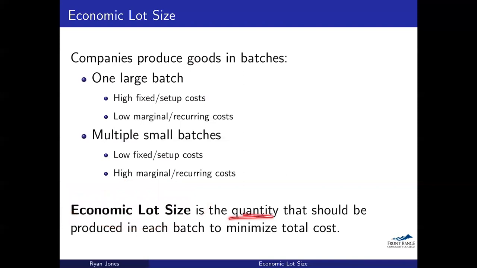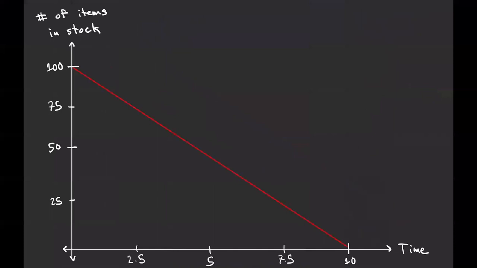It tells you how many to make and how many batches, how many times to do that in order to minimize your costs. And so really what this looks like here, and this doesn't have anything to do with cost, but just has to do with what this looks like from a production standpoint. So if we're looking at this from a production standpoint, we might say, all right, let's say our time is 10. I don't know, maybe it's 10 months, but just our time is 10 here. Let's say that over 10 months, we know that we're going to sell 100 items, maybe 100 t-shirts.